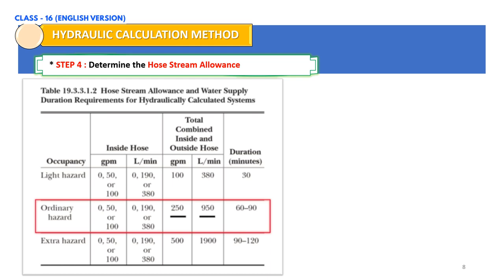Since the total water demand will be nothing but the combination of both sprinkler demand and hose stream allowance. As we considered our application as ordinary hazard, the total combined inside and outside hose allowance we need to consider is about 250 GPM. The hose stream allowance needed for each occupancy hazard is listed under the heading total combined inside and outside hose. So in this case, our hose stream allowance shall be 250 GPM.